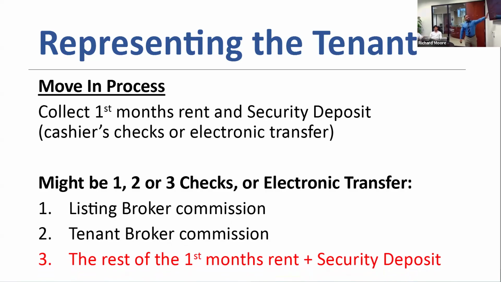This is all gonna total the first month's rent and the security deposit. So let's say it's 5,000 a month. So moving cost is 10,000: security deposit 5,000, first month 5,000. You're gonna have a check for, let's say, 2,000 for the listing agent, 2,000 for the tenant's agent. That's 4,000. So 2,000 first check, 2,000 second check, and then the rest of it, 6,000, is gonna go to the landlord. Sure. Yes.